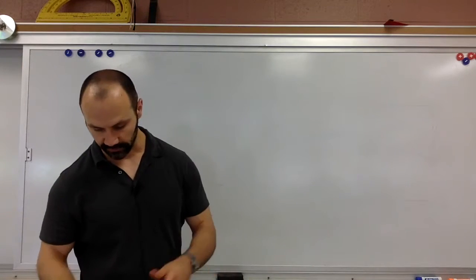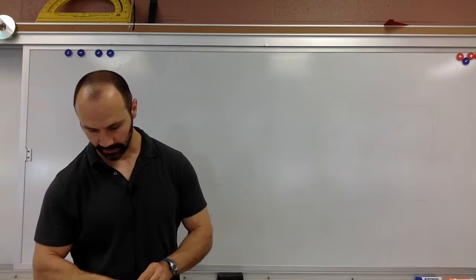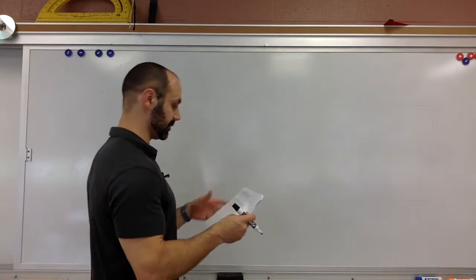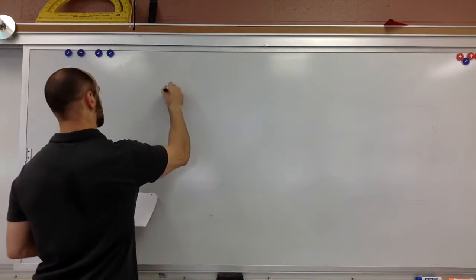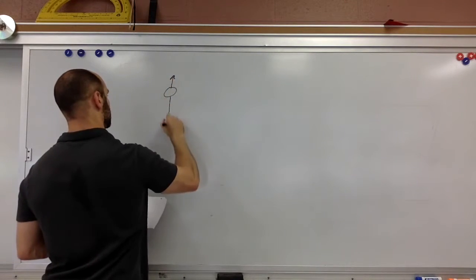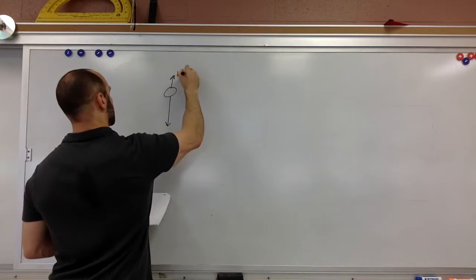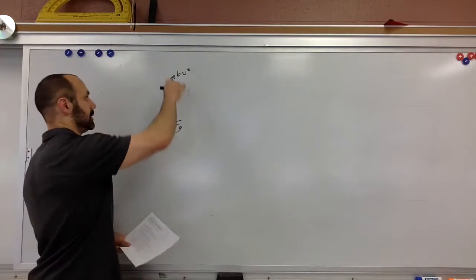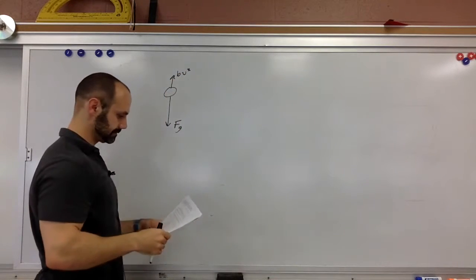Okay, so now we need to do a free body diagram. It says draw and label all the forces the instant before it reaches terminal speed. So some instant before terminal speed, that means this resistive force arrow is less than this force of gravity. It hasn't reached terminal speed yet. That means this is not the same length as this.